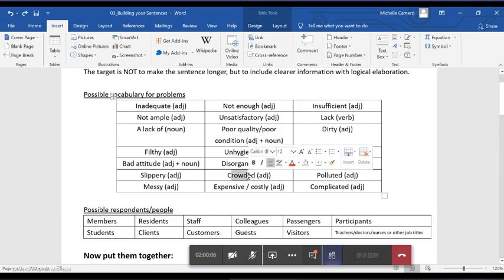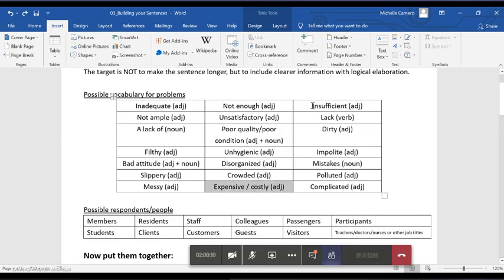And this one's just crowded. We have expensive or costly, so that's something that requires a lot of money. We've got insufficient. We've talked about the verb lack. We've got dirty. We've got impolite. Another word would be rude.